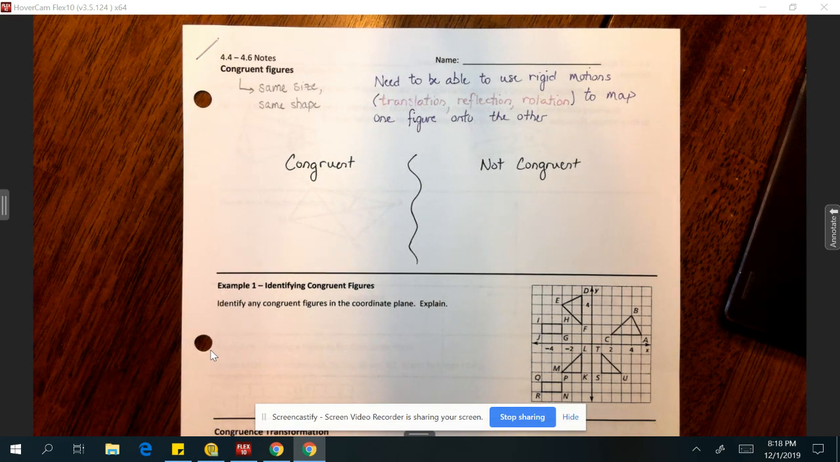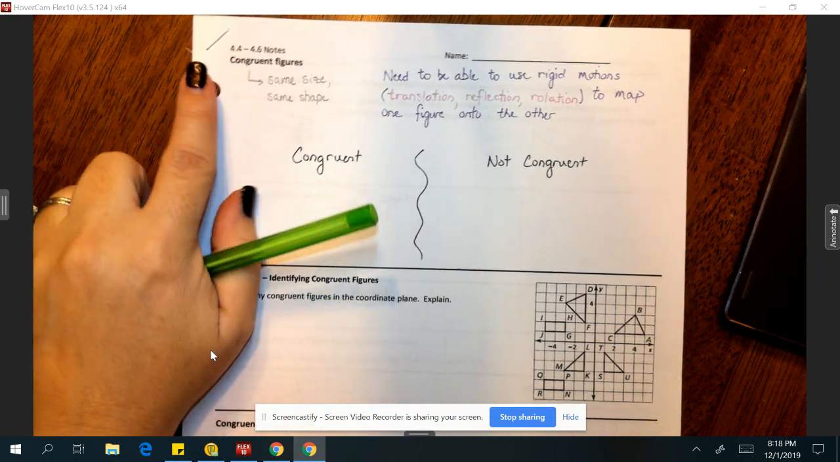Okay, we're starting the second half of chapter 4. We're at the beginning of the notes. We're just going to do page 1 in this video. And I've already written some of these out for us. So the beginning, it says we're going to talk about congruent figures.